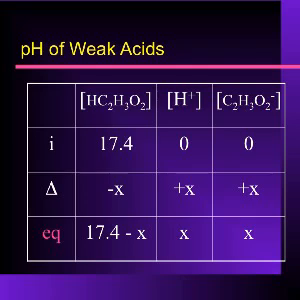Your next step is to plug into your Ka expression. In doing so, you're going to plug in 1.76 times 10 to the negative fifth as your Ka value, equals x as your hydrogen ion concentration at equilibrium, times x as your acetate ion concentration at equilibrium, divided by 17.4 minus x.